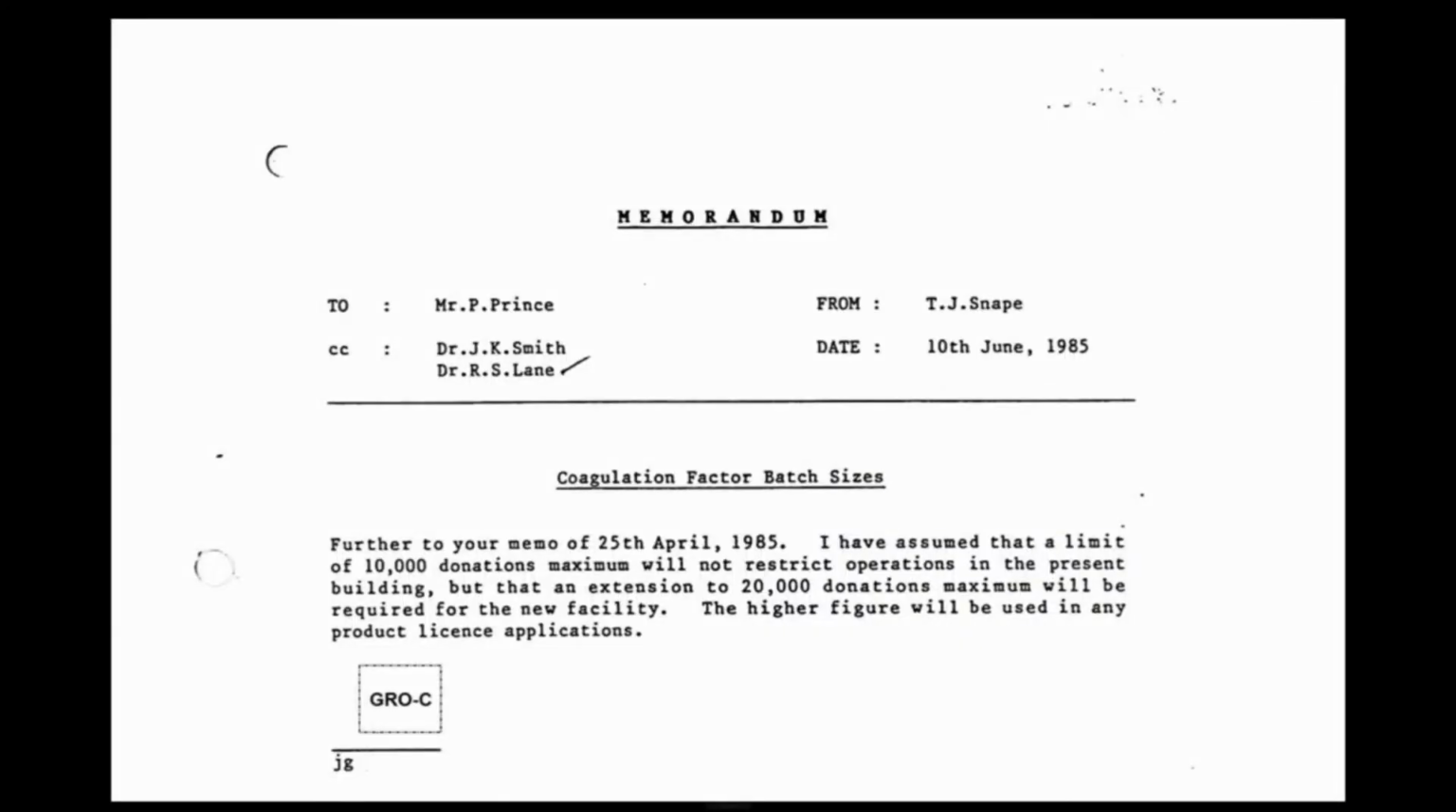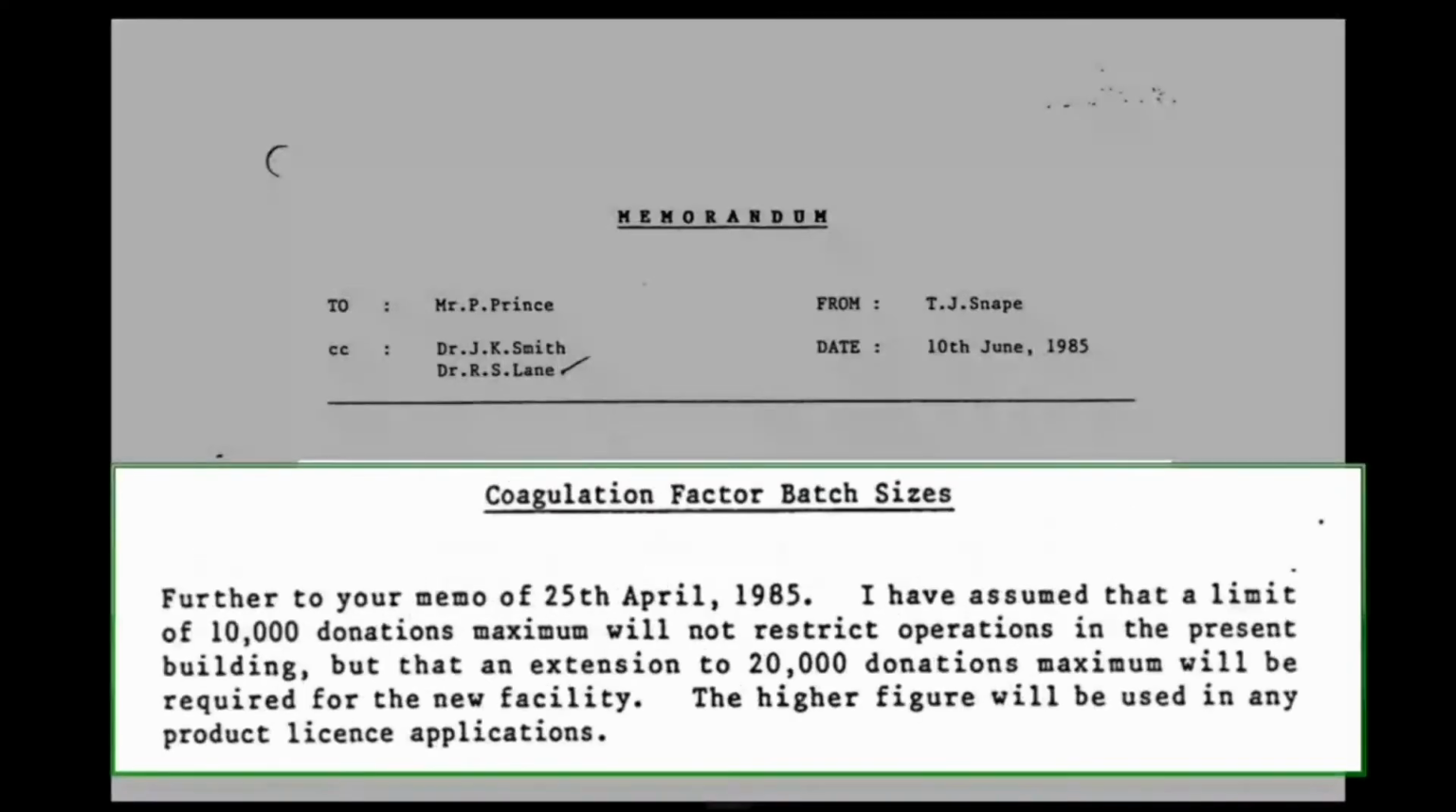It is a memorandum from you on the 10th of June 1985, sent to Mr. Prince and copied to Dr. Lane and Dr. Smith. You wrote the following: coagulation factor batch sizes. Further to your memo of the 25th of April 1985, I have assumed that a limit of 10,000 donations maximum will not restrict operations in the present building, but that an extension to 20,000 donations maximum will be required for the new facility. The higher figure will be used in any product license applications. So that's the 10th of June 1985.